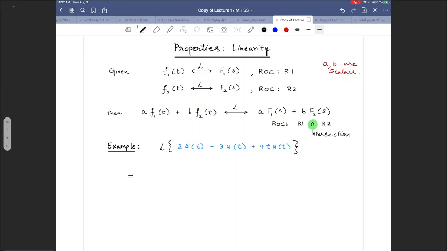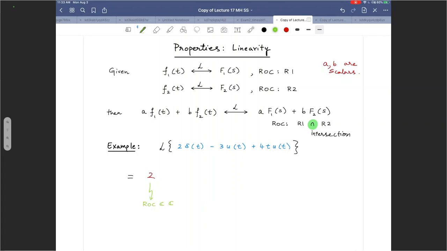So for 2 delta of t, from a previous discussion, the Laplace transform of delta of t was 1. So for 2 delta of t, the Laplace transform is going to be 2. What is the region of convergence for a delta function? The ROC belongs to the set of complex numbers. All complex numbers, yes.